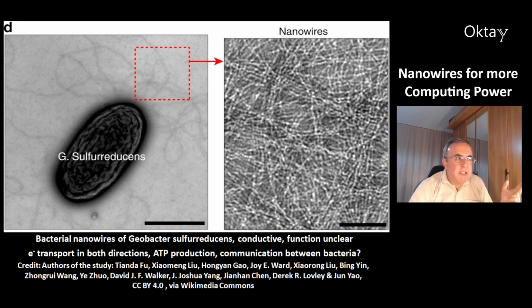This is a picture of bacterial nanowires of the species Geobacter sulfurreducens. These nanowires are conductive. Their function is not fully understood. One thing is known: they are capable of electron transport in both directions, and they are correlated to ATP production. ATP is adenosine triphosphate, the energy molecule in all the cells. The energy is stored in the phosphate groups. And these bacterial nanowires could be important for the communication between the bacteria.